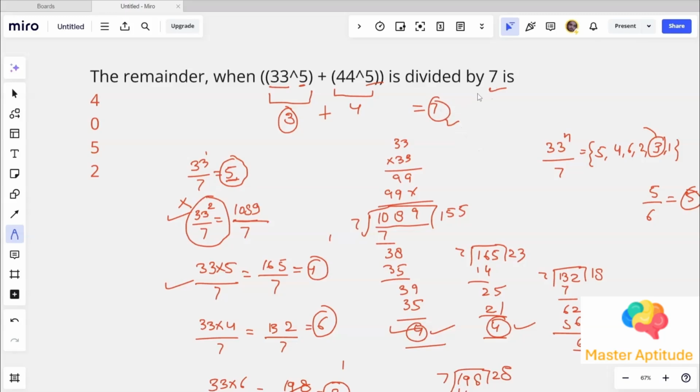So if we find this type of situation, we will simply divide the remainder again by the divisor. So 7 1 is 7, so the remainder is 0. It means the complete result of this expression will be 0. And the second option is the correct option.